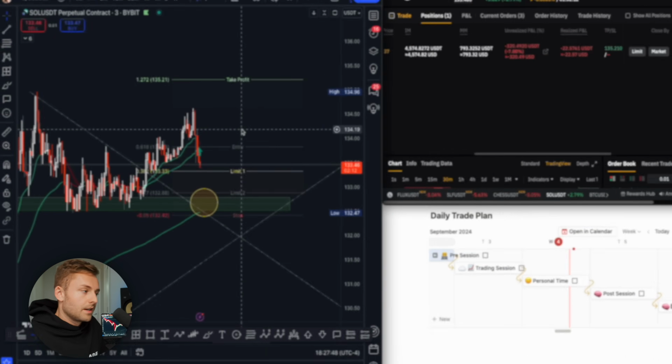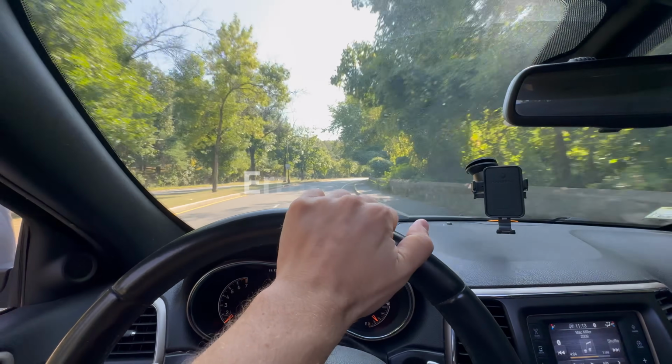So now I have the trade fully set up. There's not really much to manage at this point. For now, I'm going to hang out for a bit, let this trade play out, and then we'll check back in a little bit to see what the result is on this price action.